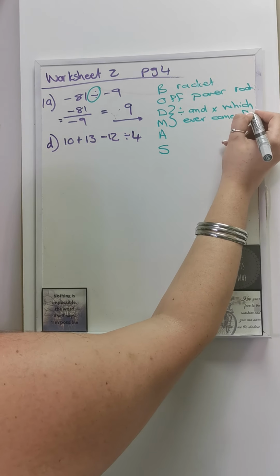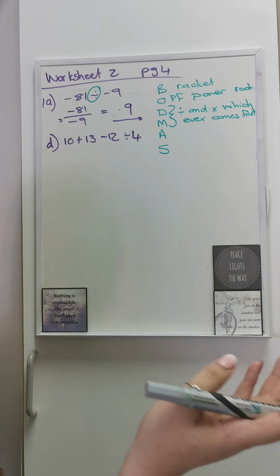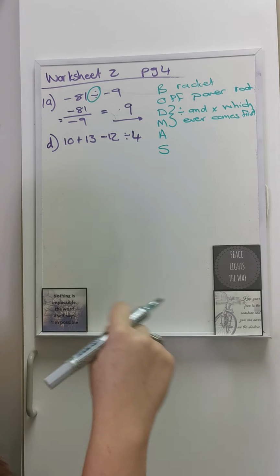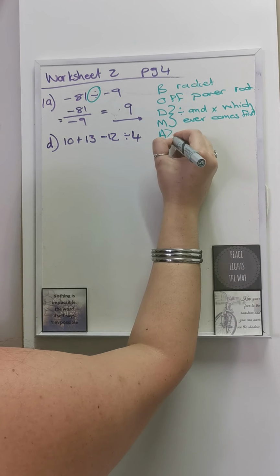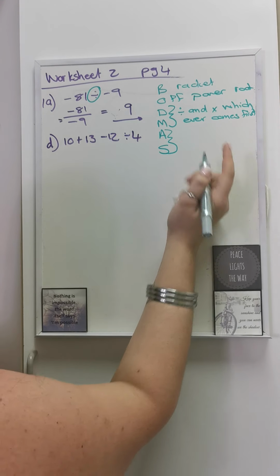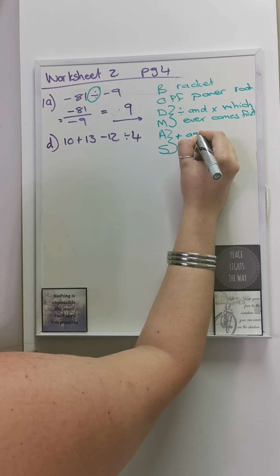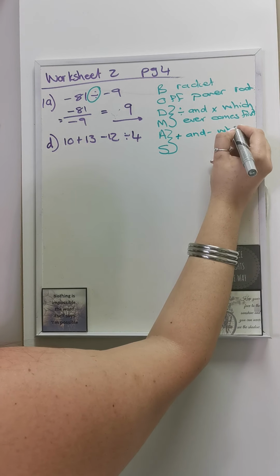Just like when you read, we read from left to right. So if times is before divide in the sum, we do times first. They are equal to each other. The same with addition and subtraction, they are equal to each other. So it's plus and minus, whichever comes first.